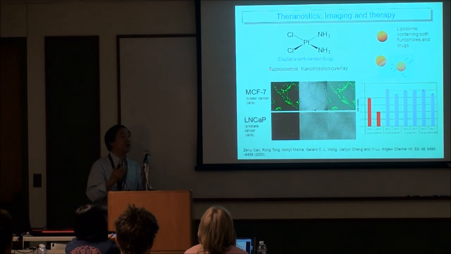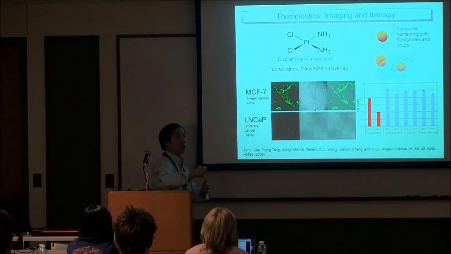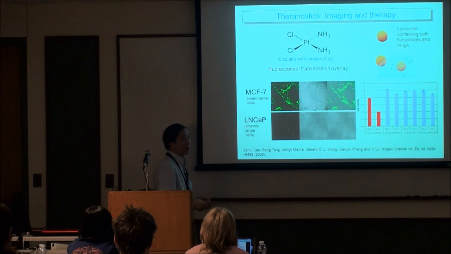A lot of times there's a more general one, like folate, which is more general for any cancer cell. But this one is additional to that. It can actually do more selectively. It will not recognize other types of cell, only the breast cancer cell.